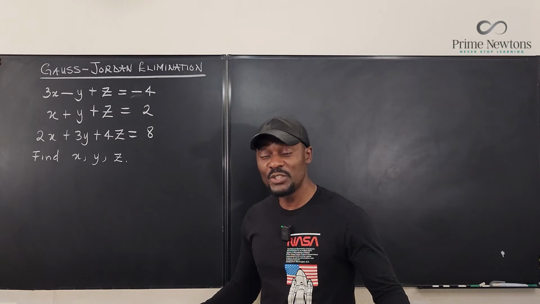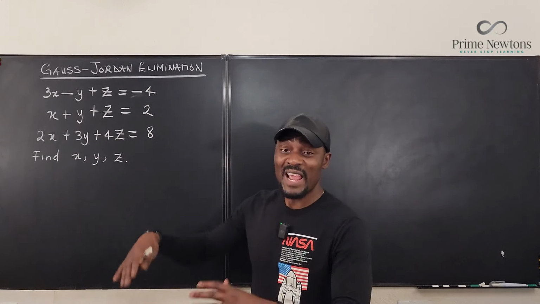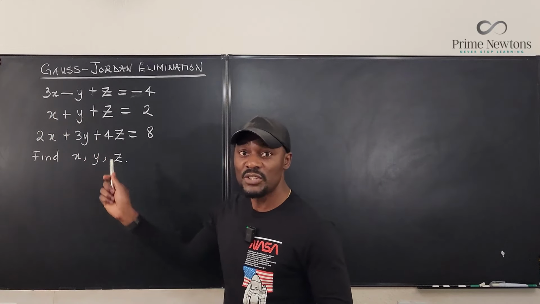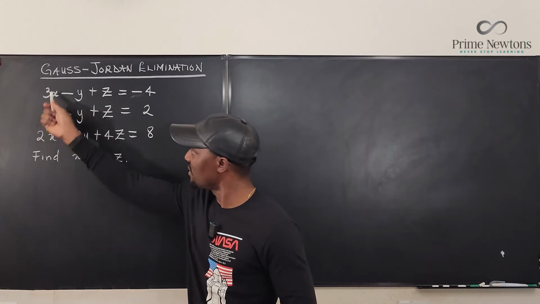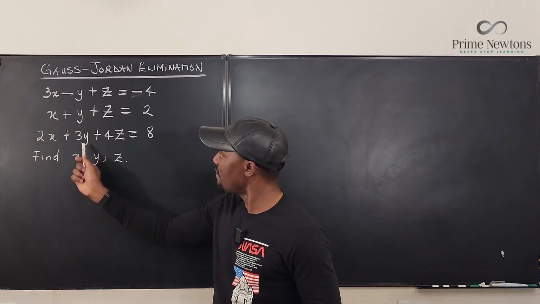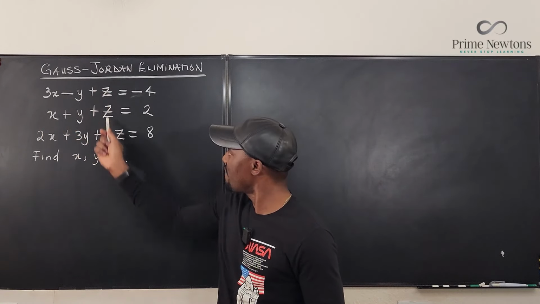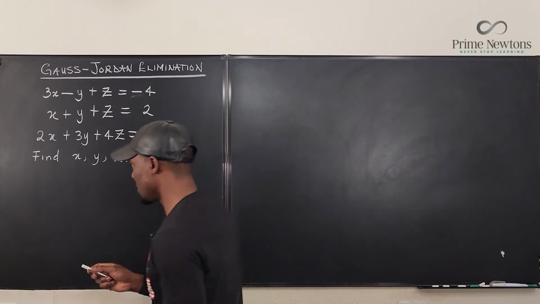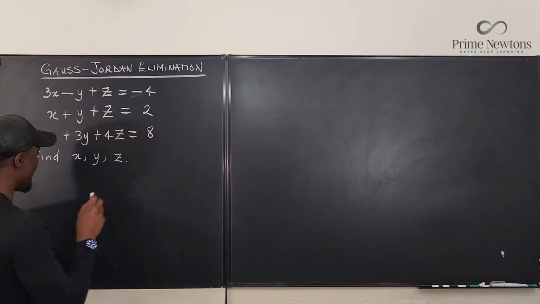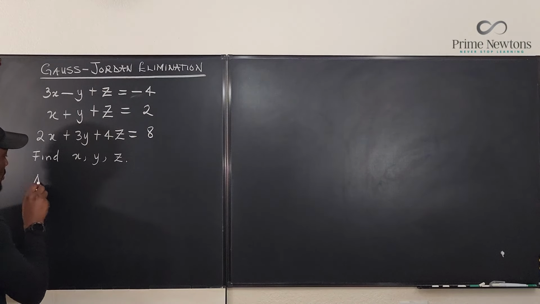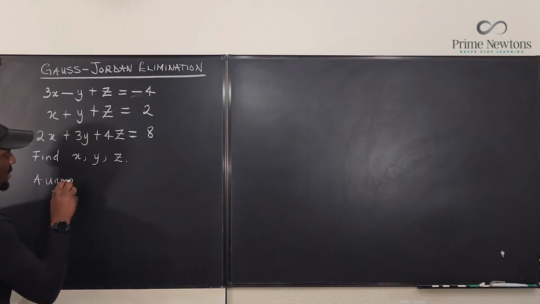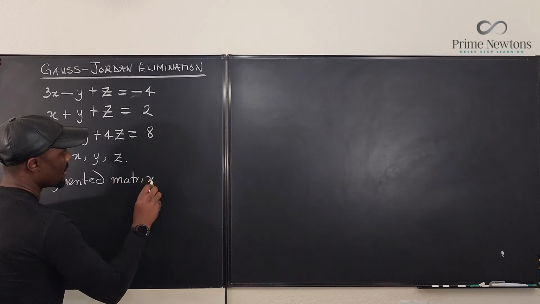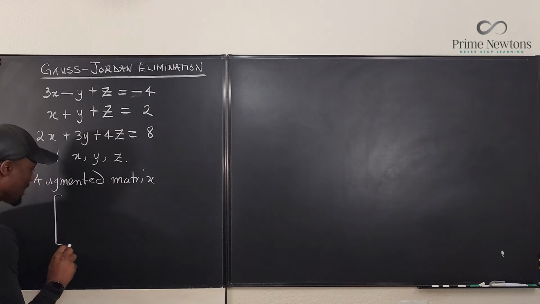So the first thing you want to do is, we don't care about x, y, z. You just want to write the coefficients of each of them, knowing that the things on this side represent x, everything in the middle represents y, everything on this side represents z. So we're going to transform this and write the augmented matrix. And that's going to be a matrix that looks like this.